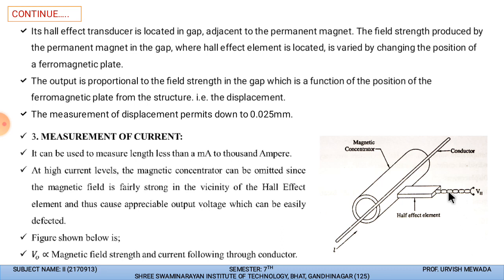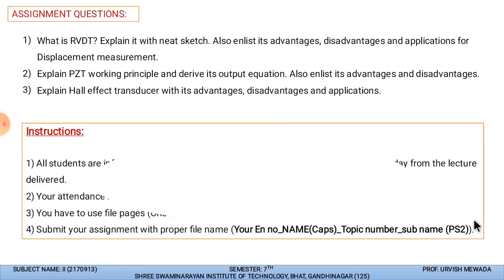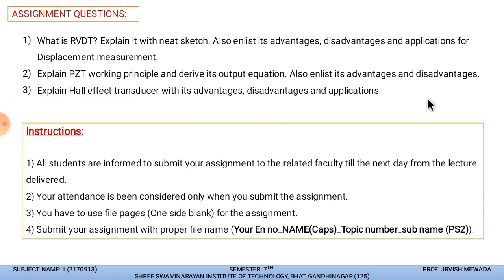From the output voltage or Hall voltage, we can say how much current is passing through this conductor. So we can determine the current passing through the conductor using the Hall effect sensor.